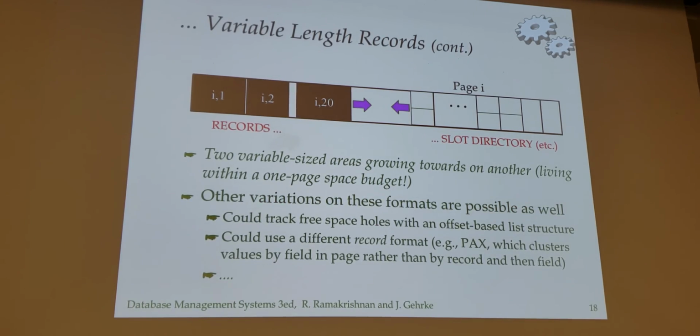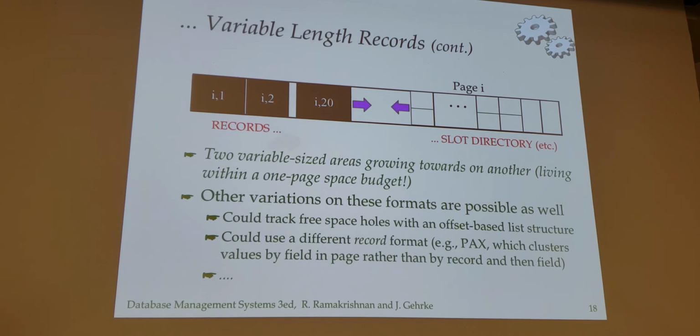Okay, so again, variable length records, there are 2 variable size areas that are growing towards each other. This is, again, about the collisions. In what we're doing, again, there are 3 spaces on the page: the record space, the free space, and the slot directory.